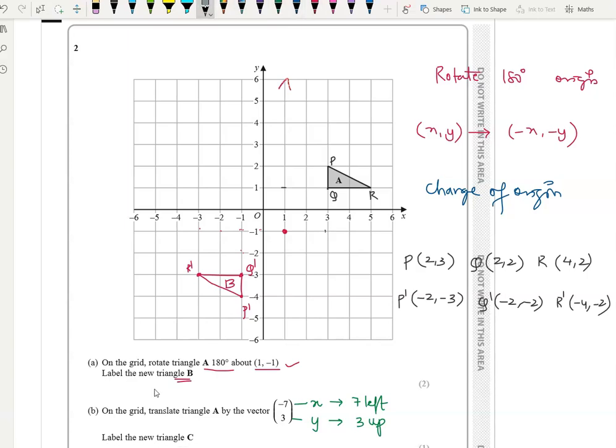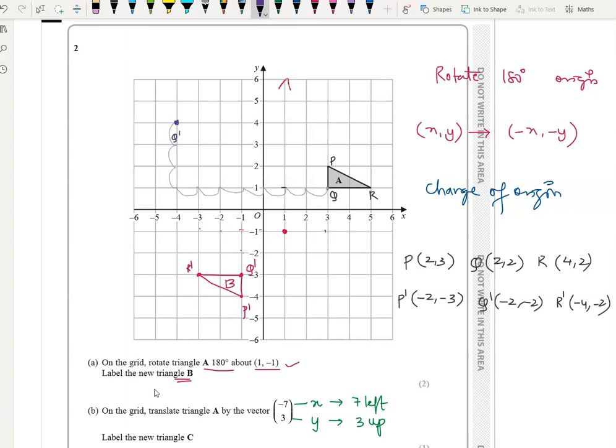So, let's start from point Q. Each point will move 7 left and 3 up. So, 7 left: 1, 2, 3, 4, 5, 6 and 7. And you move 3 up: 1, 2, 3. So, this point here is your point Q dash.